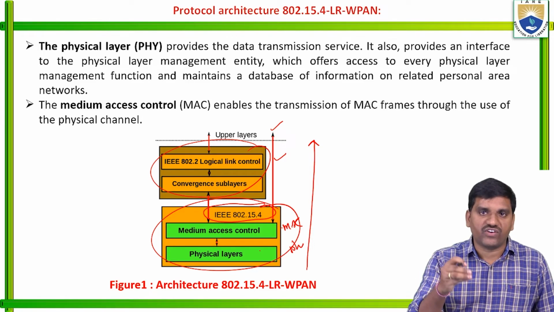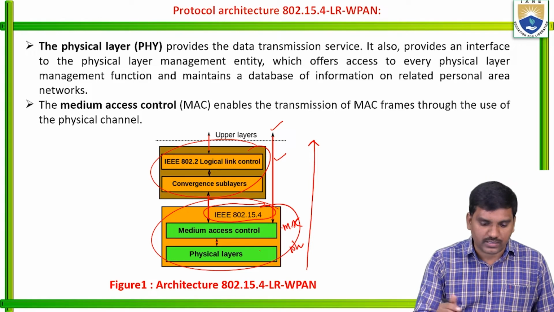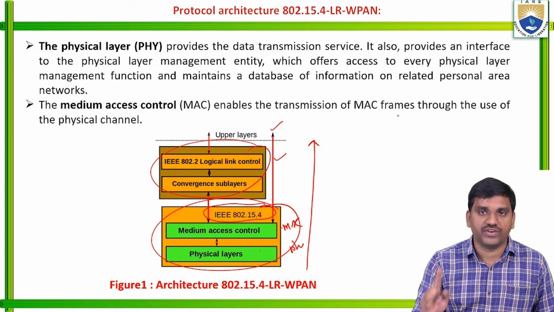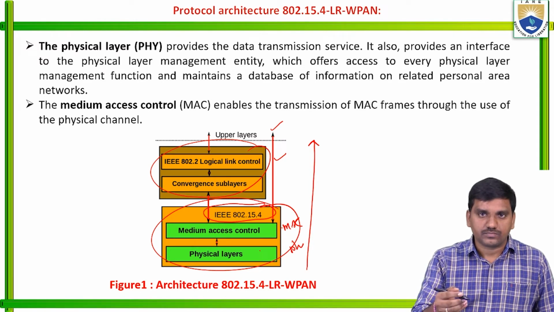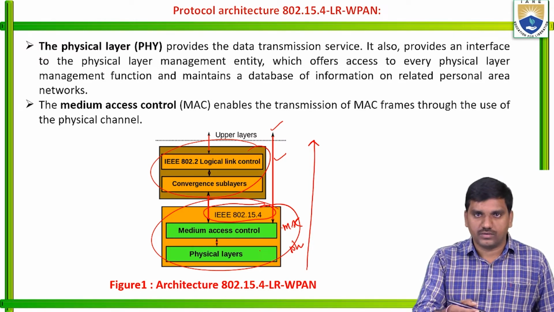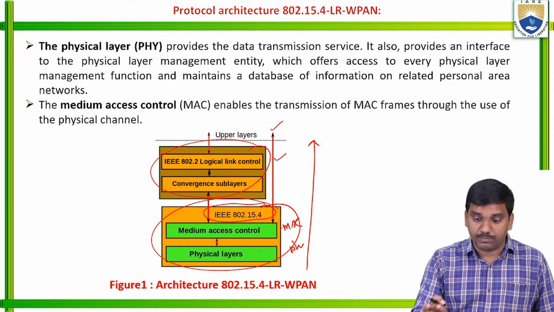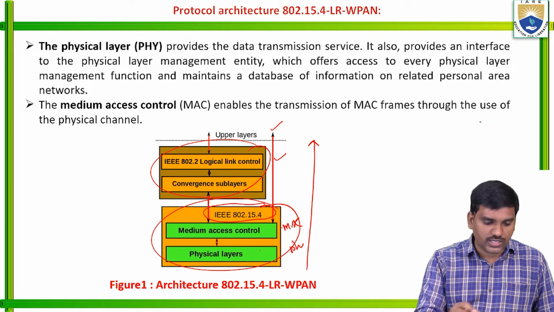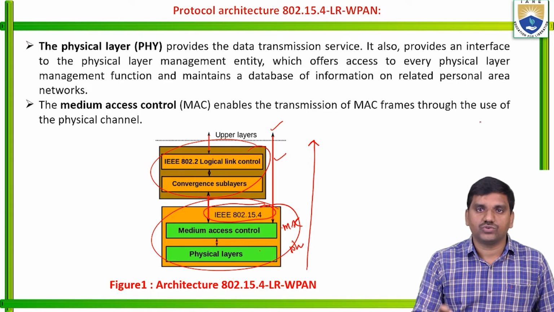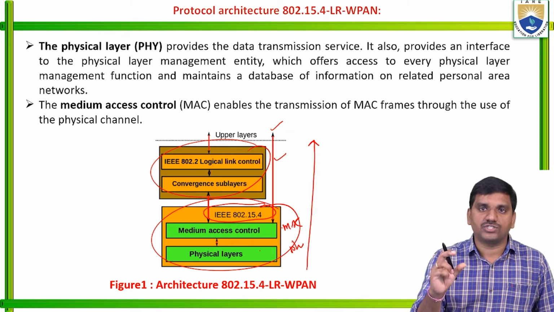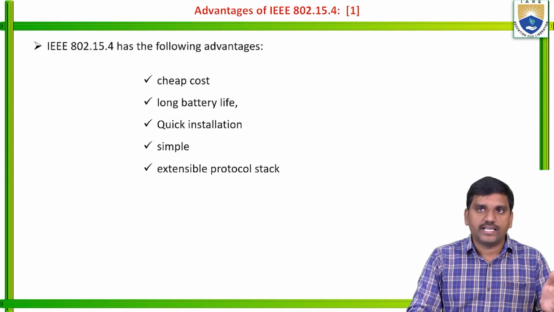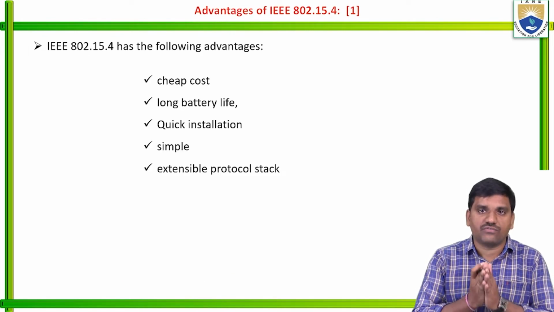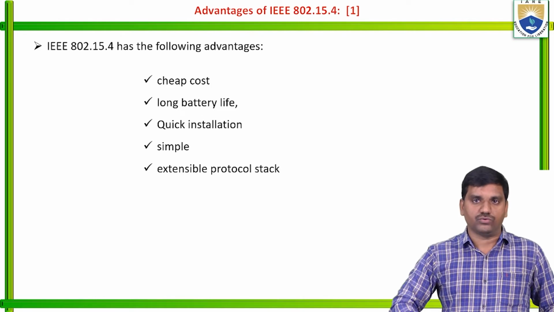Next, what is the function of medium access control, MAC? It enables transmission of MAC frames. We have different types of MAC frames, as studied in the previous slide, through the use of the physical channel. So this is the complete architecture of the MAC in 802.15.4 LRWPAN.